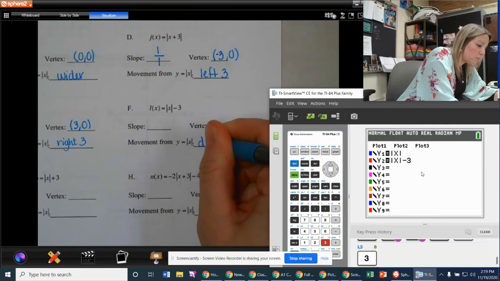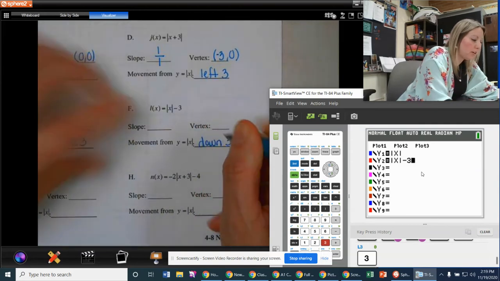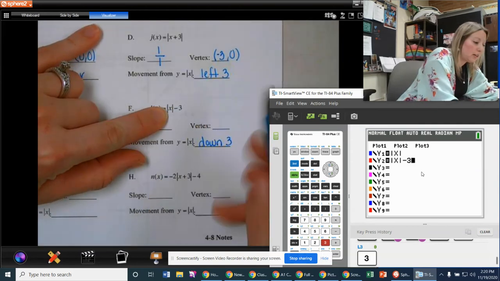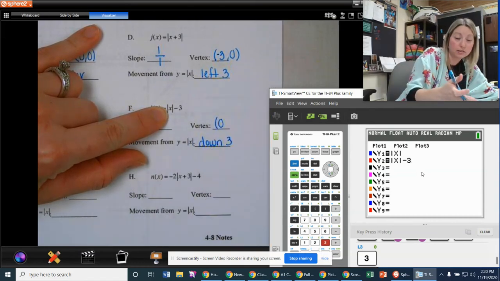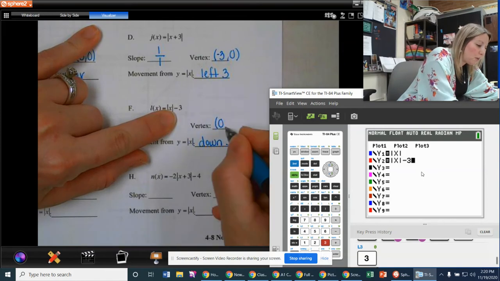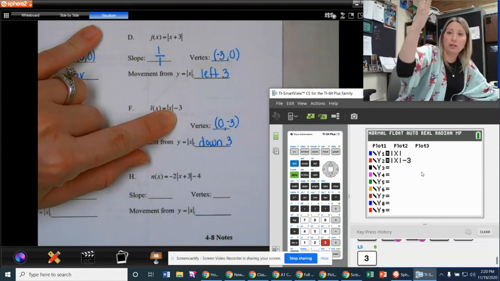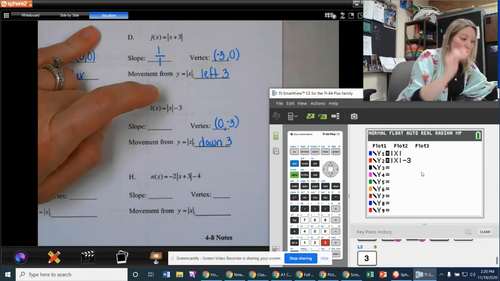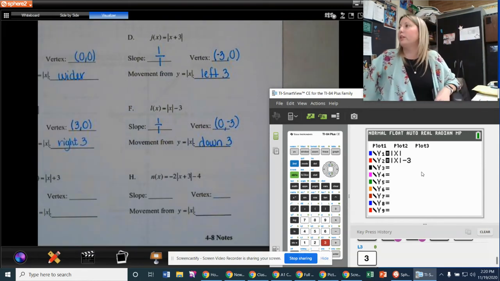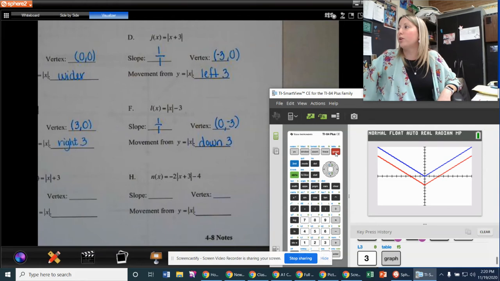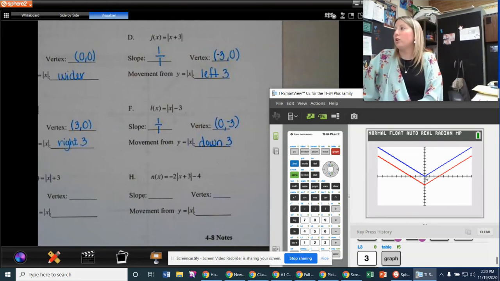And then here, a -3 out of the bars is going to be a down 3 movement, because is there anything added or subtracted inside? No, so the vertex is 0, so that's on the y-axis. But now we've got this -3 that comes right here, so that's down 3 on the y-axis. That's how we know that it's a movement of down 3, and let's just prove it again, because I keep proving it for you. There we are, right? We took our vertex, we moved it down 3.